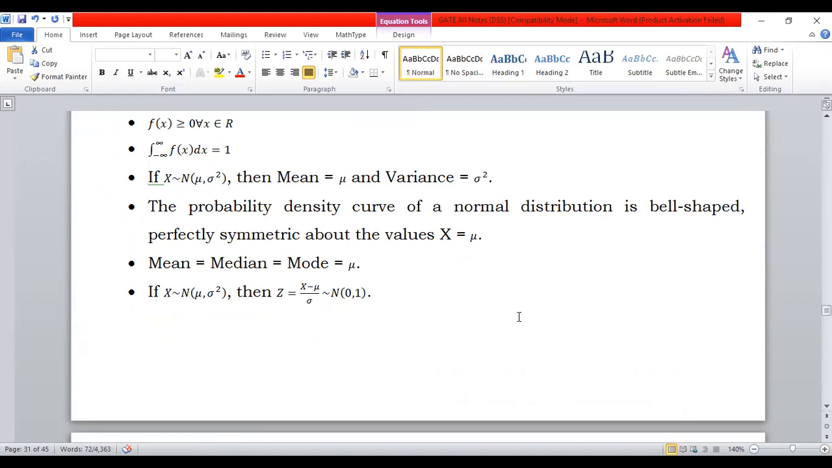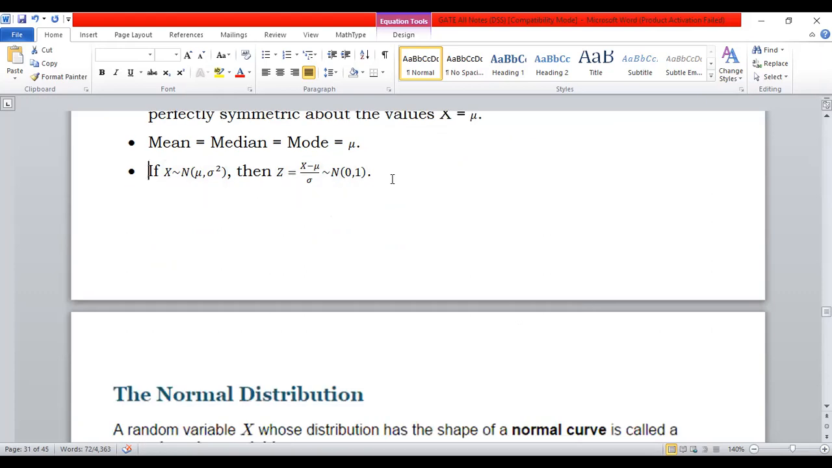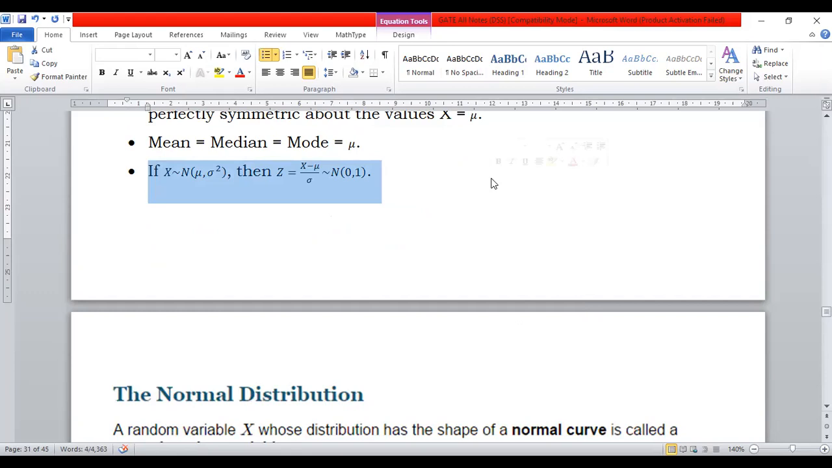If x follows normal with mu and sigma square, the first parameter mu is the mean and the second parameter is the variance. The distribution is perfectly symmetric and bell shaped. Being symmetric, mean, median and mode will all be equal to mu. And this is a very important property: if x follows normal with mu and sigma square, then z equal to x minus mu upon sigma follows normal distribution with mean 0 and variance 1. Normal 0, 1 is called the standard normal distribution, and the z variable is called the standard normal variable.